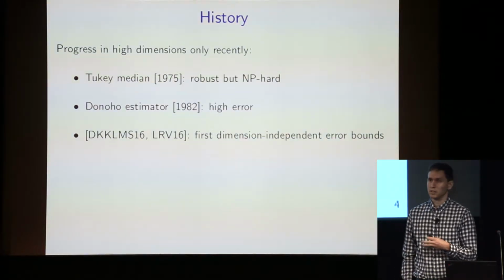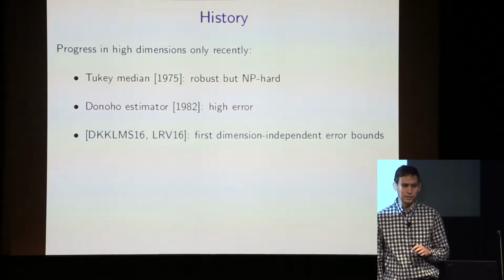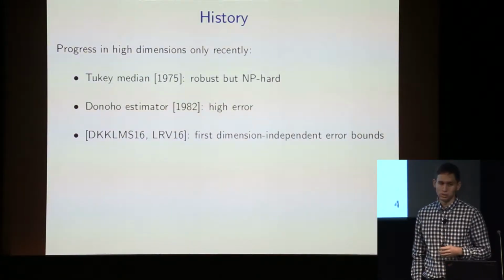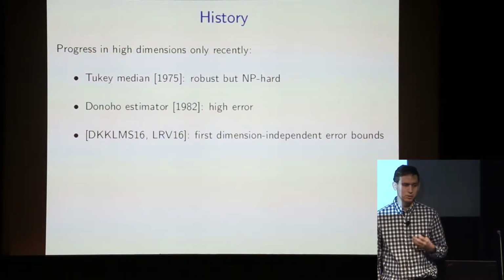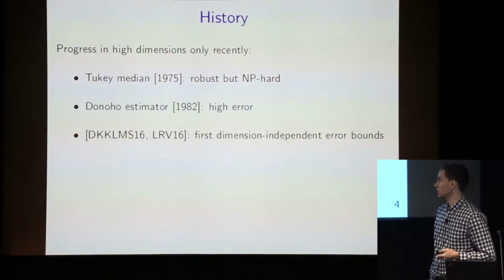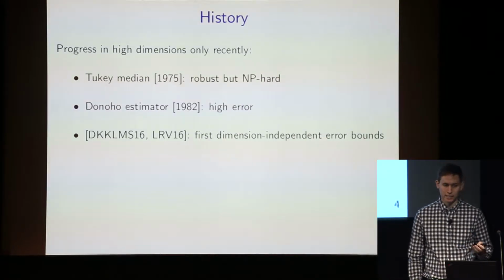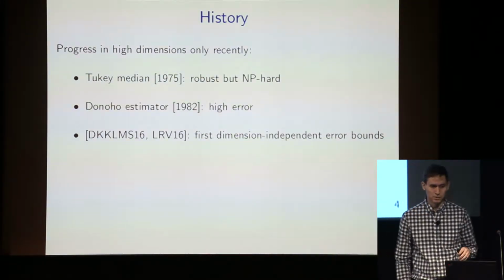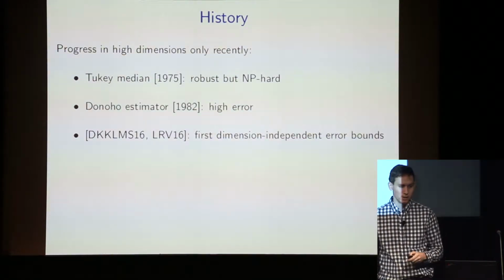If you don't care about efficient algorithms, there's been something known since the 70s called the Tukey median that does do well here, but it's known to be NP hard to compute, and other estimators that had been proposed had high error in high dimensions. It was only in the last couple of years, from the TCS community, that concurrent work by Diakonikolas, Kamath, Kane, Li, Moitra, and Stewart, and Lai, Rao, and Vempala gave the first dimension-independent error bounds.